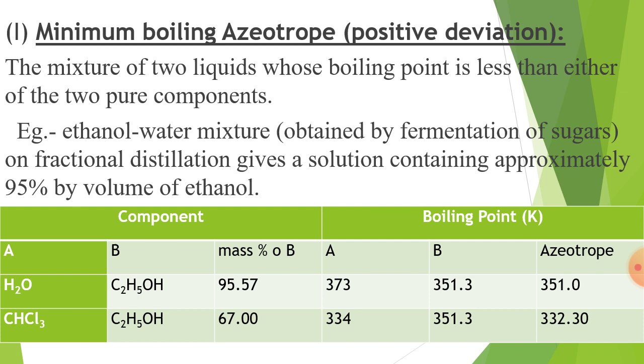One more example, when chloroform is mixed with ethyl alcohol, having the mass percentage of ethyl alcohol 67.00%, the boiling point of chloroform is 334 and the boiling point of ethanol is 351.3. Now the azeotrope has a boiling point of 332.30, which is less than either component A and B. So that indicates minimum boiling azeotropes, and the examples show positive deviation.